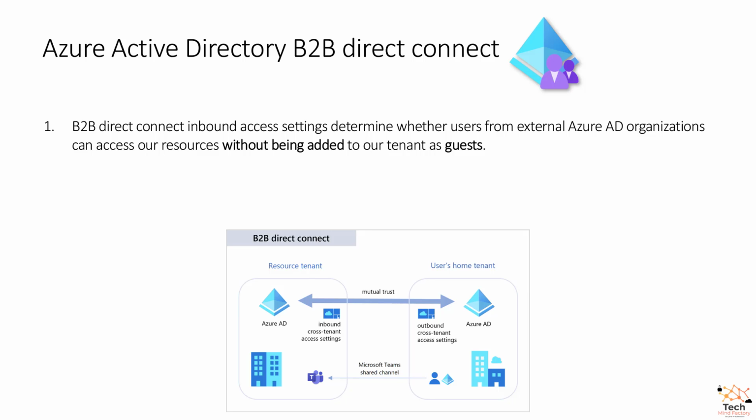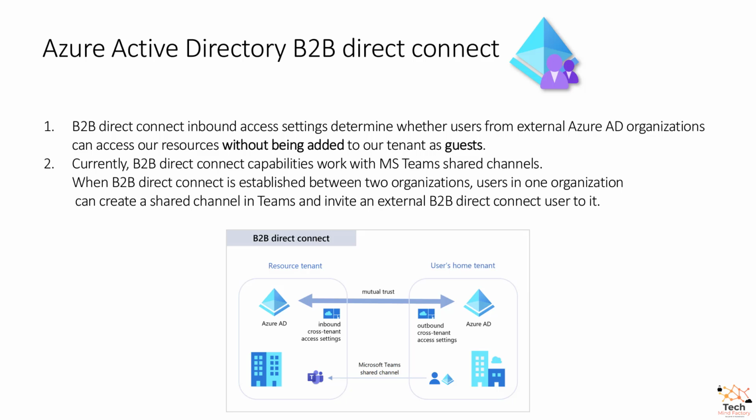So, there is also another feature in the Azure Active Directory called B2B Direct Connect. B2B Direct Connect inbound access settings determine whether users from external Azure AD organizations can access our resources without being added to our tenant as guests. And that's the main difference.